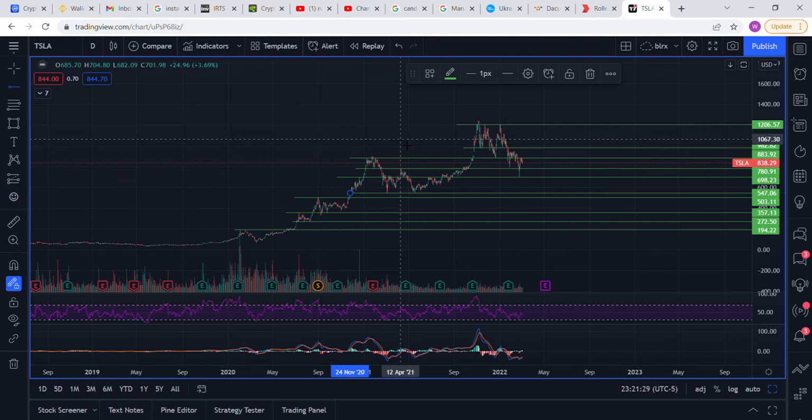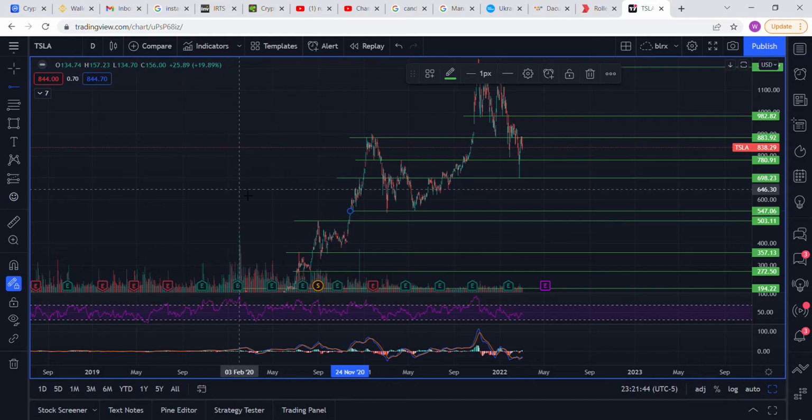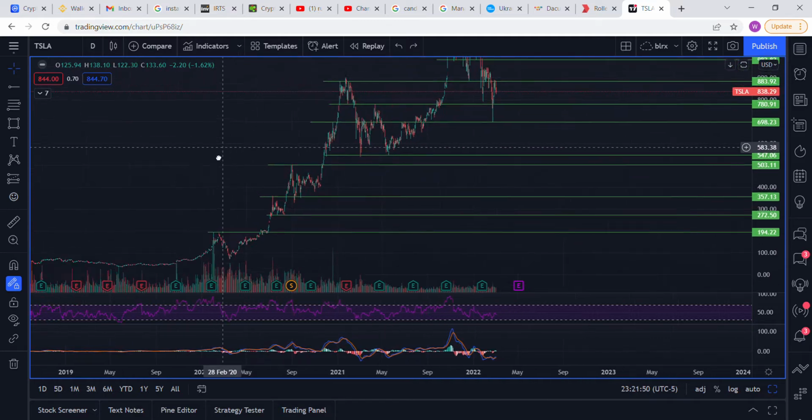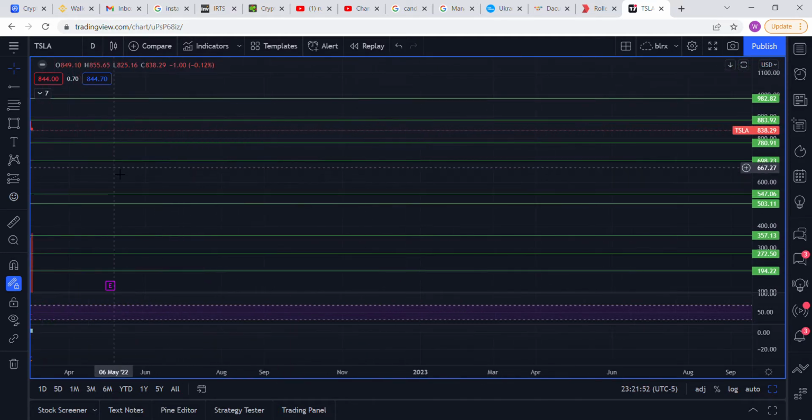Now, there are three things that can happen when it comes to support and resistance, and all three ways you can make money on. One is a bounce. A bounce happens on the support. Perfect example right here.